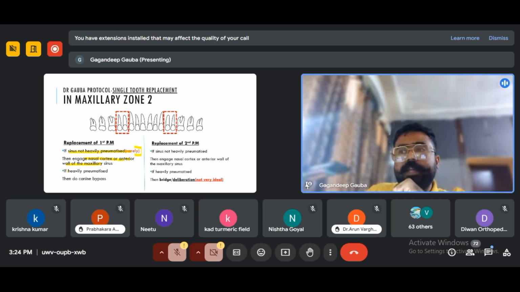But if the sinus is heavily pneumatized, if the sinus is coming till the premolar, uh, sir, can you please mute your mic? The disturbance is coming. Thank you.